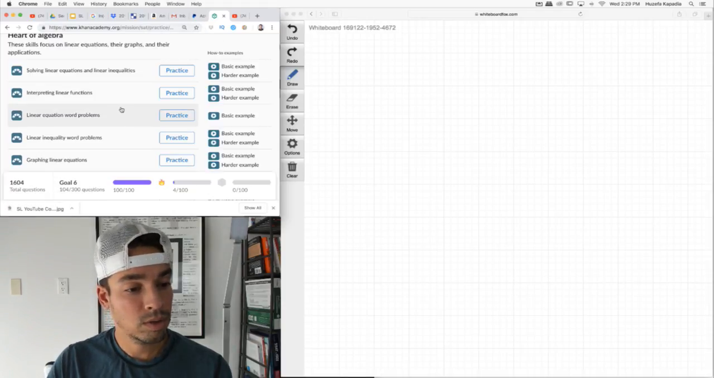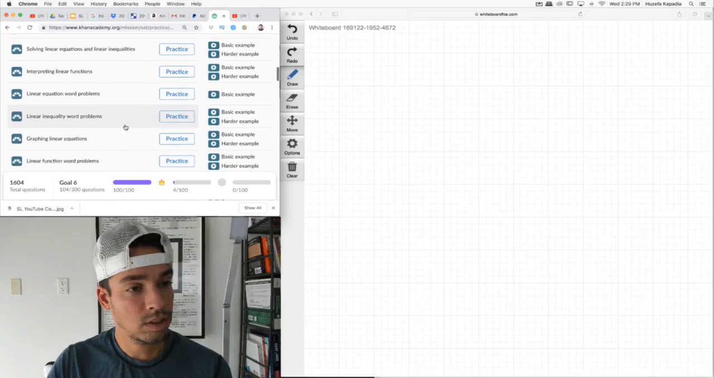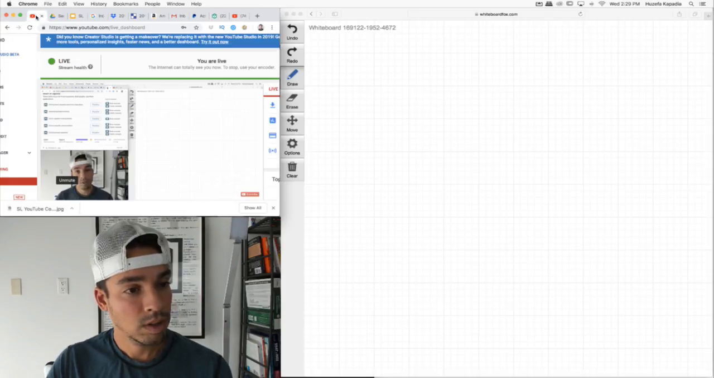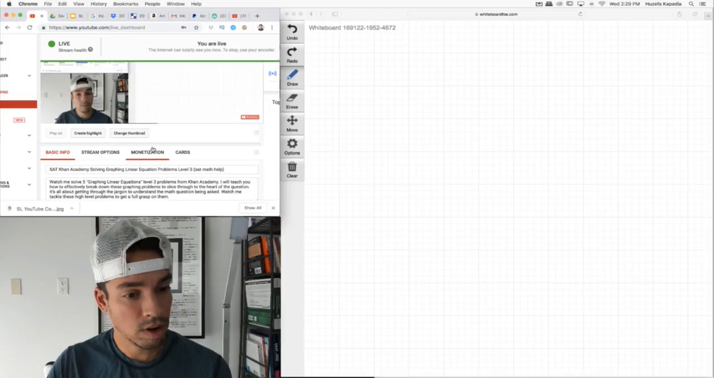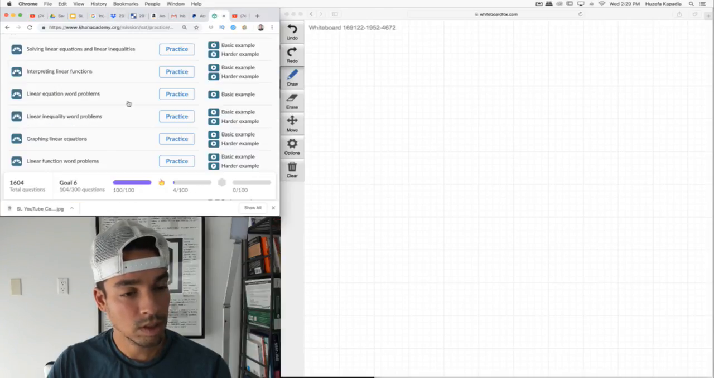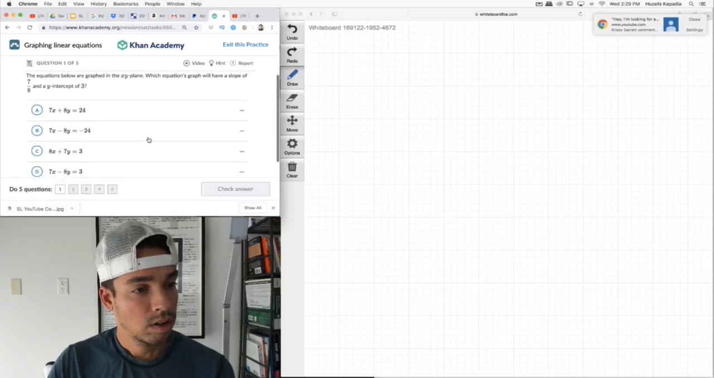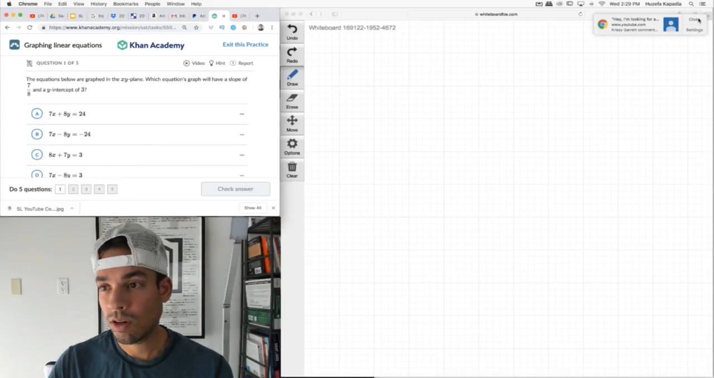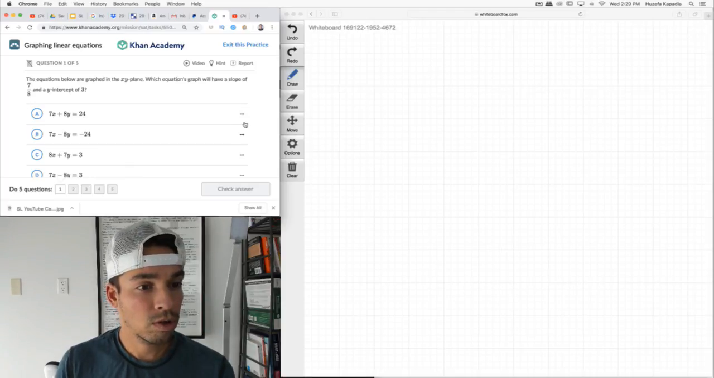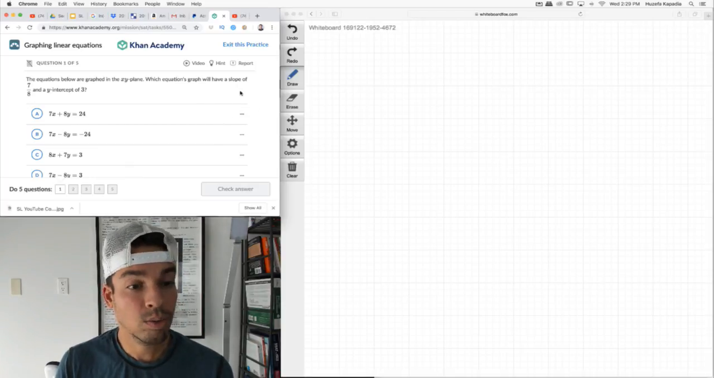All right, so without further ado, graphing linear equations problems level 3. All right, I think this is it. Here we go. The equations below are graphed in the xy plane. Which equation's graph will have a slope of 7/8?